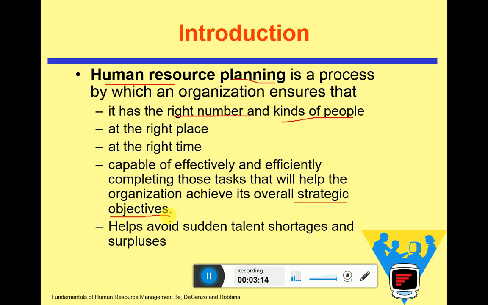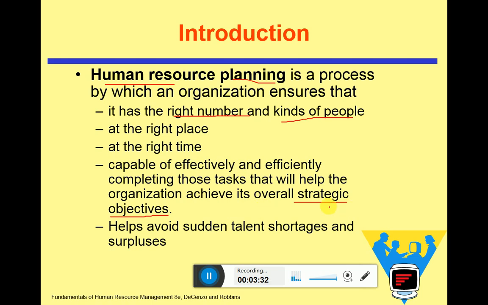Already we have discussed what strategic objectives and the strategic planning process are. Strategic planning process means long-term planning for the organization. Definitely every organization depends upon people, because without people it cannot work.